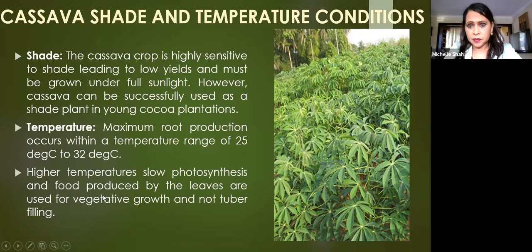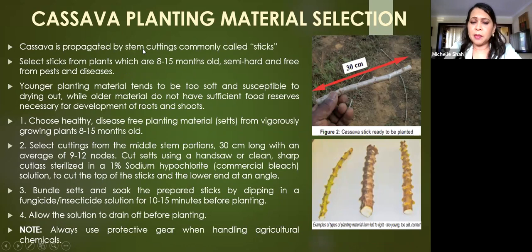Cassava planting material. It is propagated by stem cuttings as shown in the photo on the right. And these are called sticks. Select sticks from plants that are 8 to 15 months old, semi-hard and free from pest and disease. Younger planting material tends to be too soft and susceptible to drying. The older ones do not have sufficient food reserves necessary for development of roots and shoots.